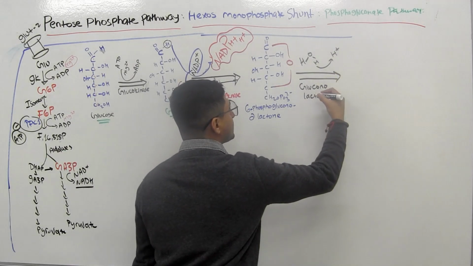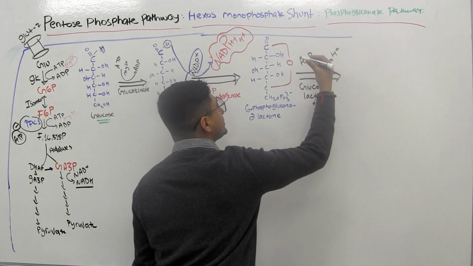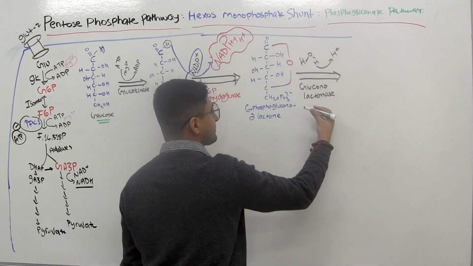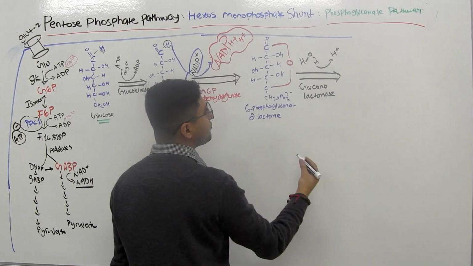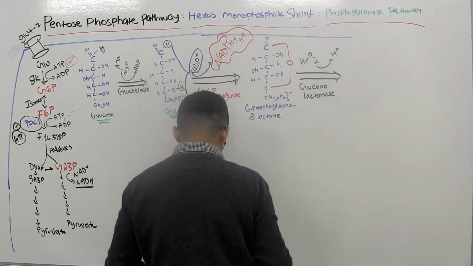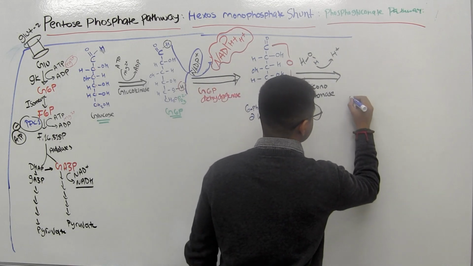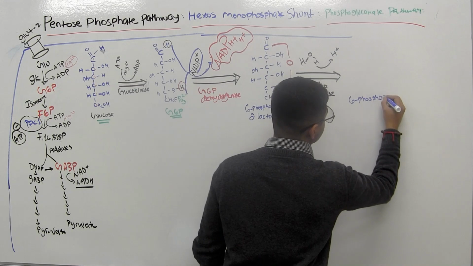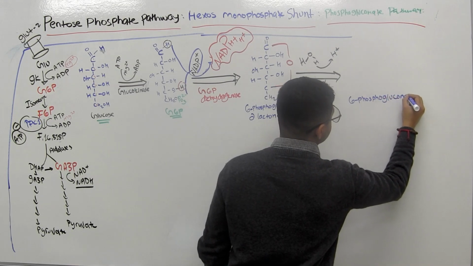when you add the water, it breaks down the water, because it is doing an oxidizing reaction again. And it's going to make 6-phosphogluconate. What is it going to make? 6-phosphogluconate. Gluconate, that's what it's going to make.